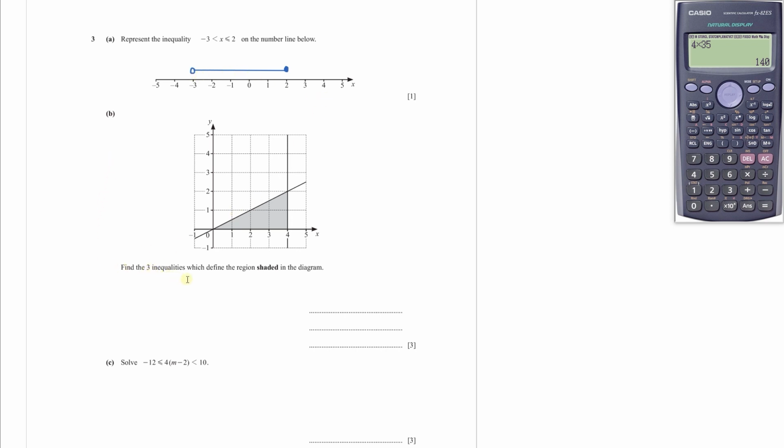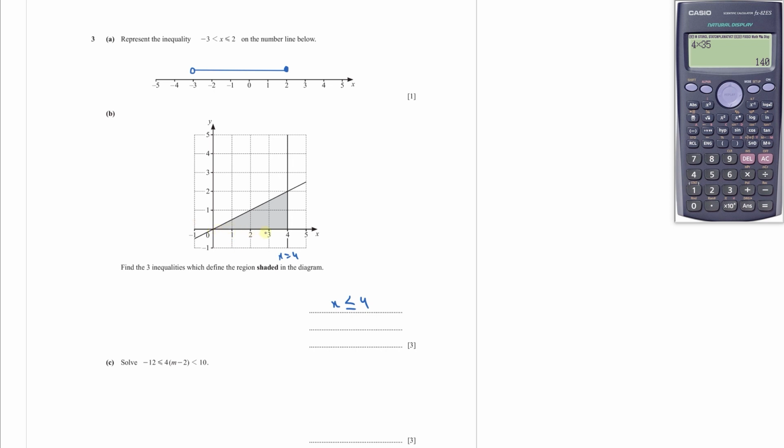Part B is to find the three inequalities which define the shaded region in the diagram. So these are the three lines, this one, this, and this, which are the boundaries for this shaded region. So this is x equals 4. The shaded region is towards the left, so this will be x is less than or equal to 4.